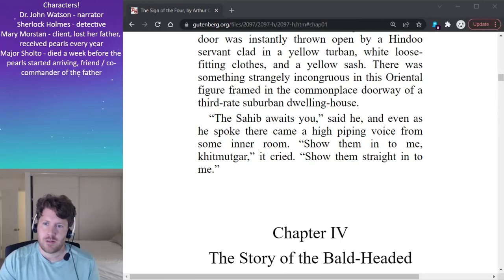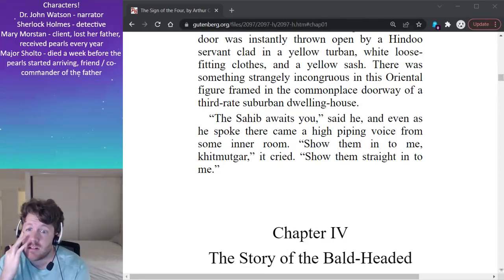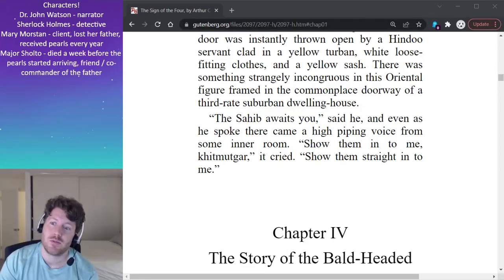"The Sahib awaits you," said he, and even as he spoke, there came a high piping voice from some inner room. "Show them in to me. Khitmutgar," it cried. "Show them straight in to me."